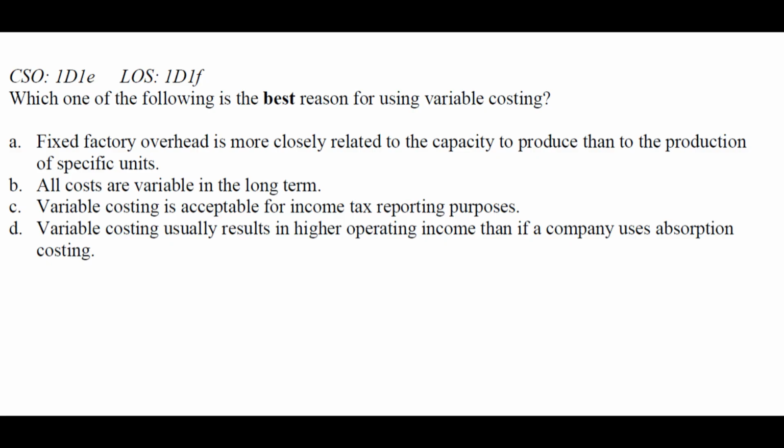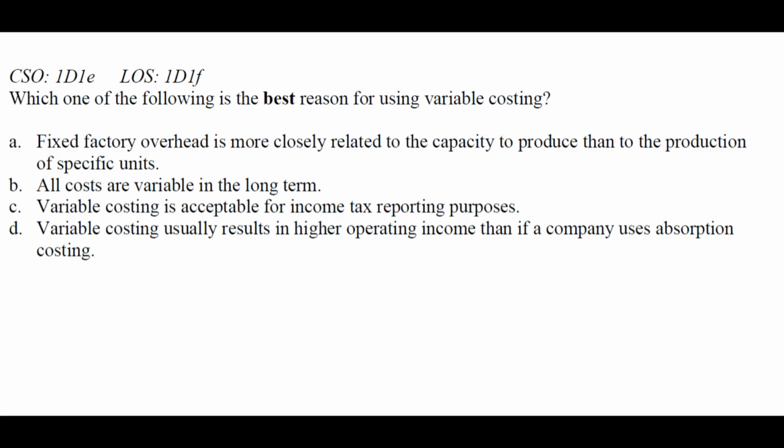Key idea. Fixed factory overhead does not change with each unit produced. It is incurred to maintain production capacity, not to manufacture a specific unit. Therefore, it should not be assigned to individual products for internal decision-making. Variable costing is especially useful for CVP analysis, contribution margin analysis, and short-term decision-making.